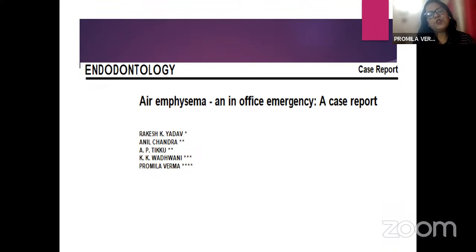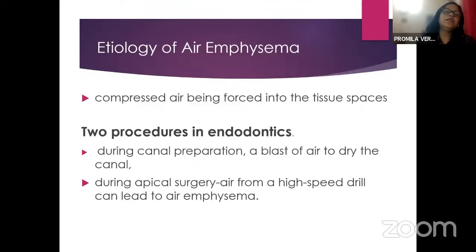Sometimes our dental instruments that we use may also cause an emergency in the office. Our three-way syringe has also created a panic in our office, and this was reported in the Journal of Endodontology. The etiology of air emphysema is that when compressed air is forced into the tissue spaces, it may cause air emphysema. In endodontics, two procedures may cause it. During canal preparation, when we try to dry the canal with a three-way syringe, air may be forced outside the apical region. Or during apical surgery, air from the high-speed drill can lead to air emphysema.